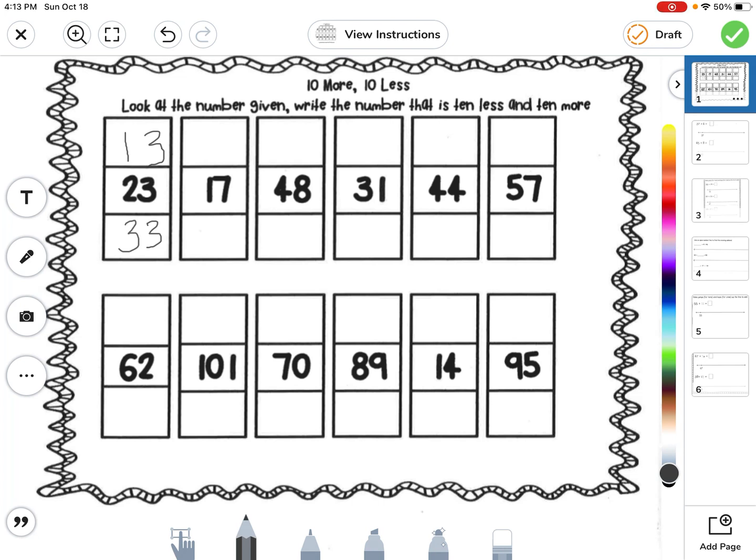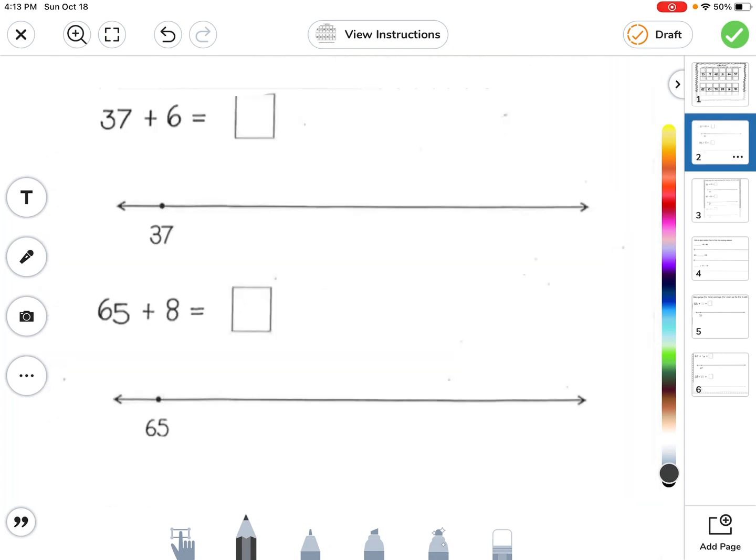So you're going to use that same concept that we've talked about before with 10 more, 10 less to help review that strategy and give us 10 more and 10 less than all these numbers. And then we're going to get into actually using the open number line. So the open number line is a great strategy to use for addition.